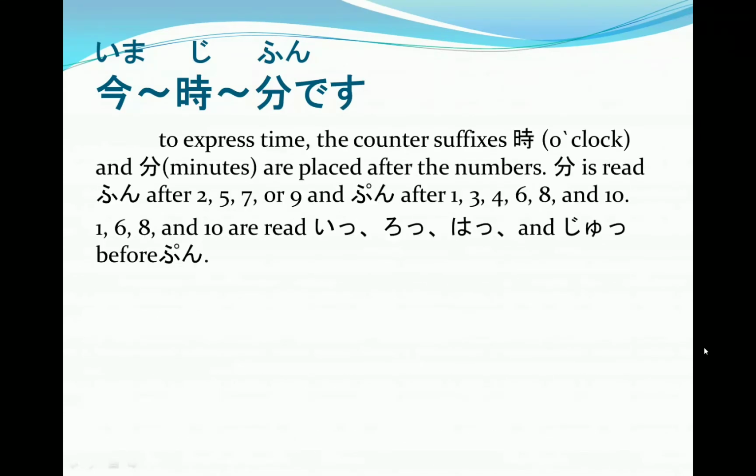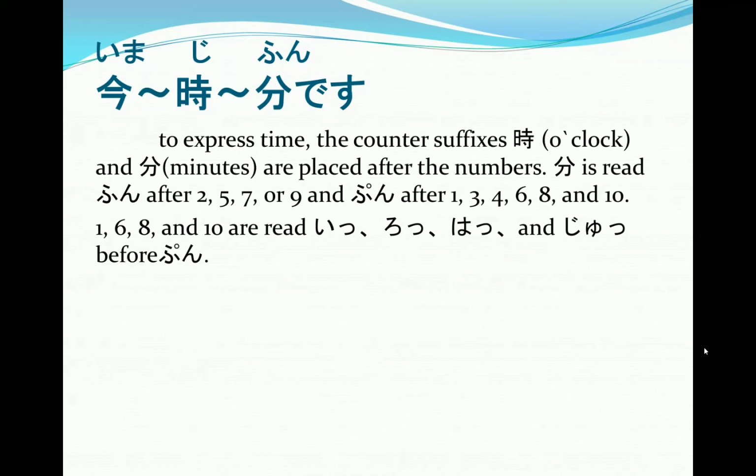So we all know that ima means now in Japanese. So this sentence pattern typically means telling the time now. To express time, the counter suffixes ji and fun are placed after the numbers. I believe we've already discussed this topic before in telling time in Japanese. So ji is o'clock and fun means minutes in Japanese.